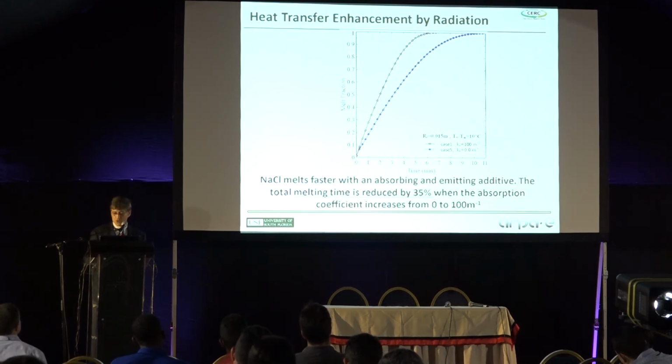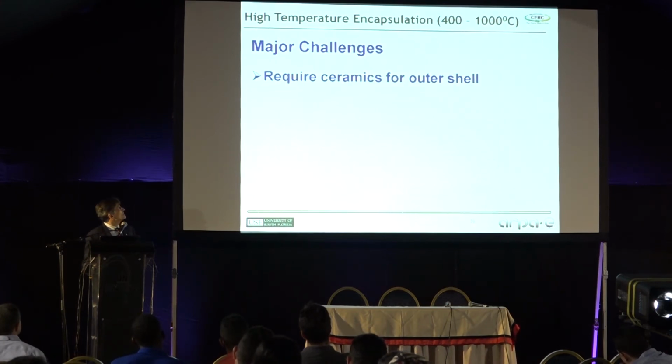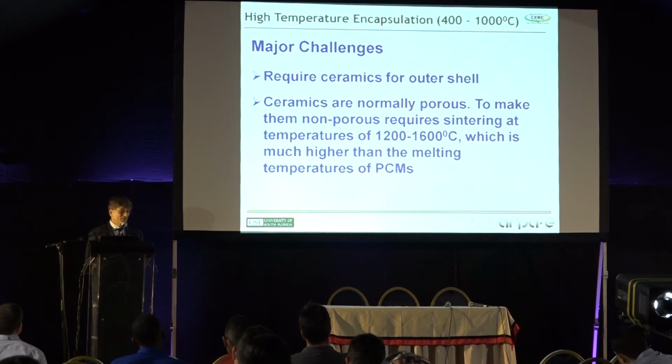Okay. So with that, then we started to work on this encapsulation. The major challenge, as I said, requires a ceramic as the outer shell. The problem with using ceramics is that ceramics have to be heated to temperatures of 1200 to 1600 degrees C for them to become non-porous.